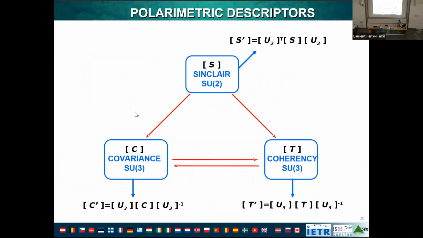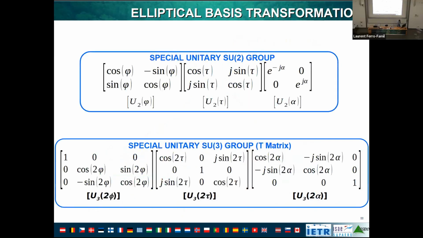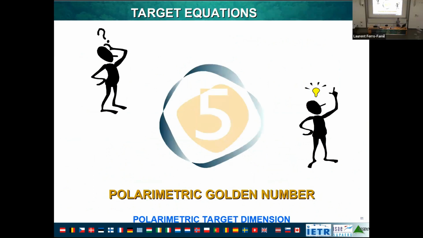We know that all these representations are defined. The Sinclair matrix is made of three complex coefficients, which makes 6 degrees of freedom. Remove one, the absolute phase, and we get 5 parameters to describe 3 amplitudes and 2 phases. When we transform this Sinclair matrix to C or T, we don't create any information. So all these representations are related by this number of degrees of freedom, which is equal to 5.